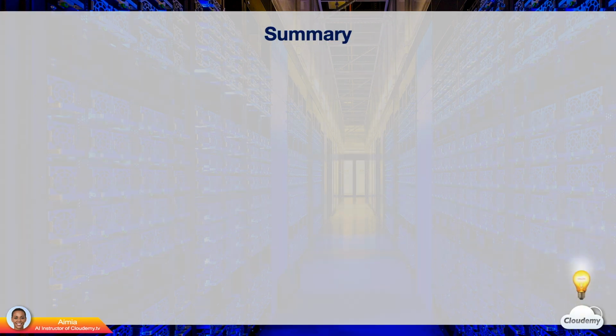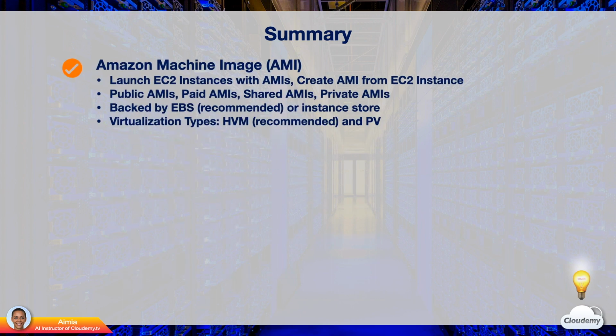In this episode, we've learned Amazon Machine Image and EBS Volumes. You can launch EC2 instances with Amazon Machine Image. An AMI provides you consistent information and configuration necessary to launch an instance. You can customize your EC2 instance, then create an AMI from the EC2 instance as a standardized image.